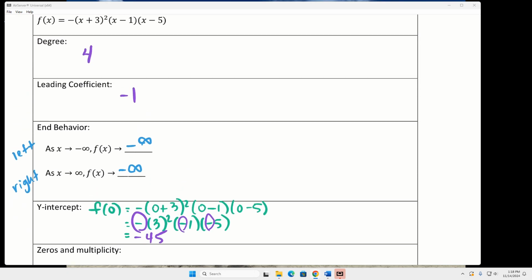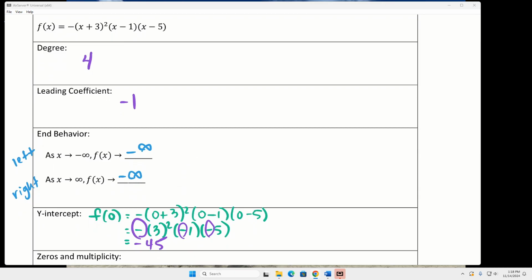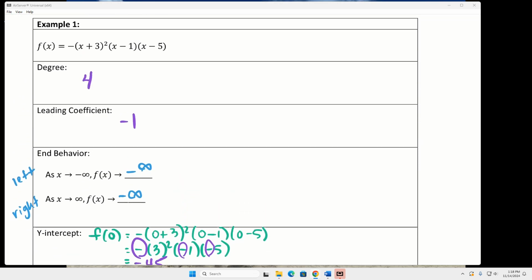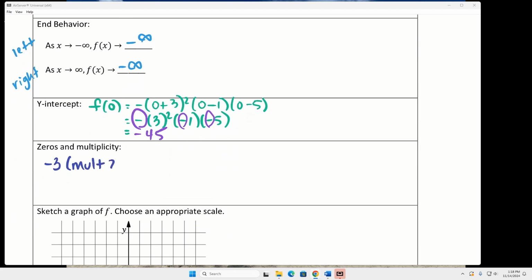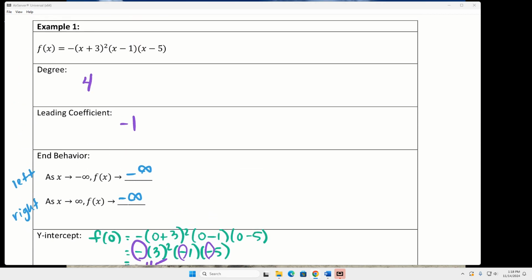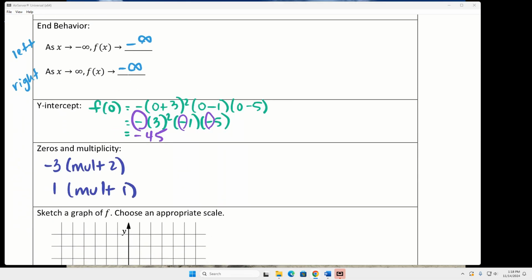Now let's find our zeros and their multiplicity. So we go back to the factors. If x plus 3 is a factor, what is the 0? Negative 3. And what is its multiplicity? 2. Good, it's whatever that power is, so it's 2. All right, and then we have positive 1. What is its multiplicity? 1, good. And then the last 0 is 5 with a multiplicity of 1. So we practiced those things quite a bit, with the exception of the y-intercept. We probably haven't done that as much as the other things.